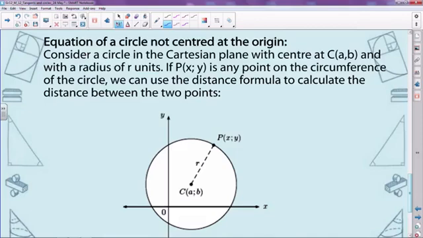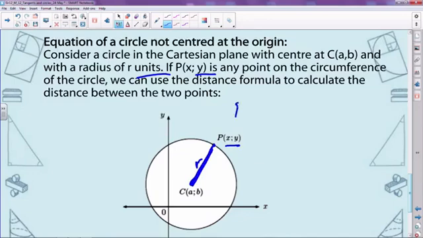If you consider a circle in the Cartesian plane that's centered at the point A, B, so we said those coordinates can be anything, right? It's got a radius of r units. And if P is any point on the circumference of the circle, so it has coordinates x, y, we can then use the distance formula to calculate the distance between the 2 points, so the distance CP, that is. Okay, so using the distance formula, you can work out that distance.